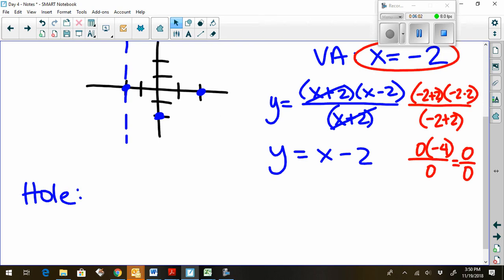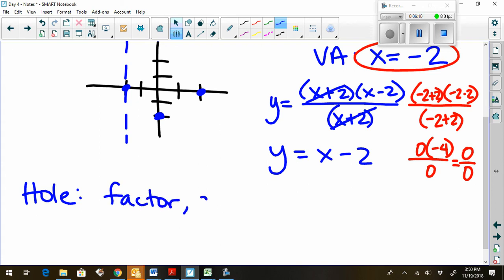So to find the hole, we factor, then we simplify. So notice how we factored this out. That's how we got this part here. Then we simplified, we canceled our like terms on top and bottom.